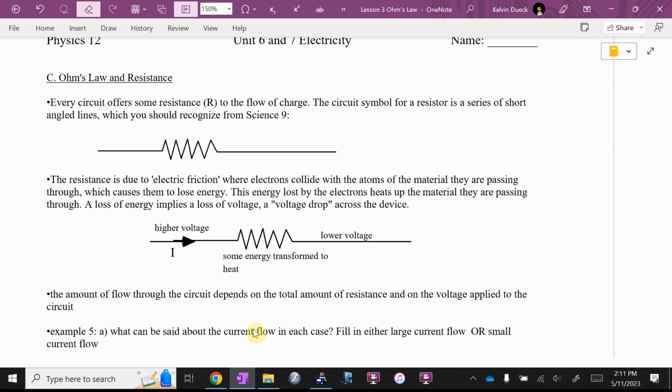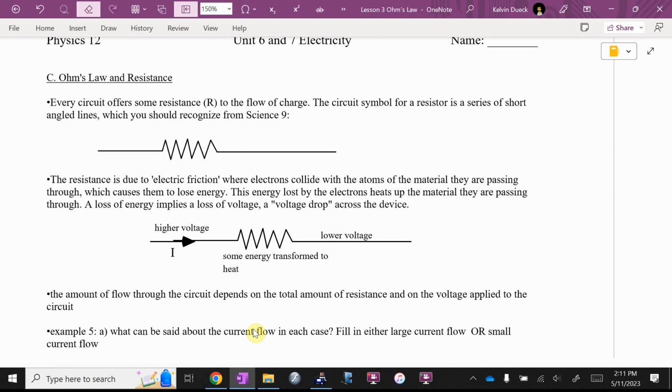Let's talk about resistance. Every circuit offers some resistance. Our abbreviation for resistance is a capital R if it's a big resistance. Sometimes if it's meant to be a tiny resistance, we'll use a lowercase r. I know lowercase r is also radius. Victor, I think I've mentioned once or twice, we don't have enough letters in the English alphabet.